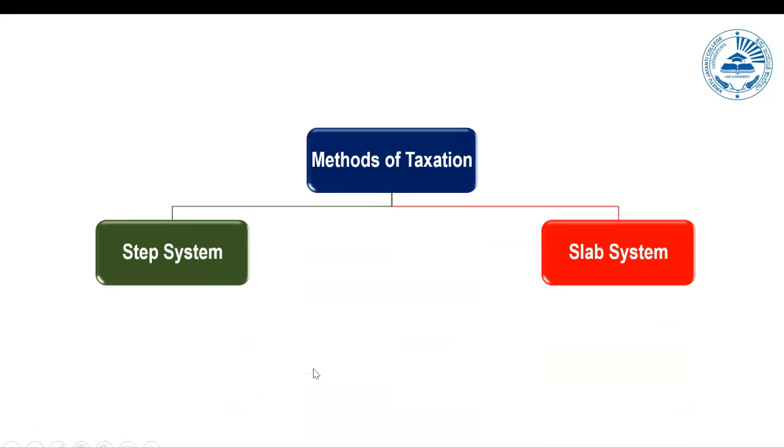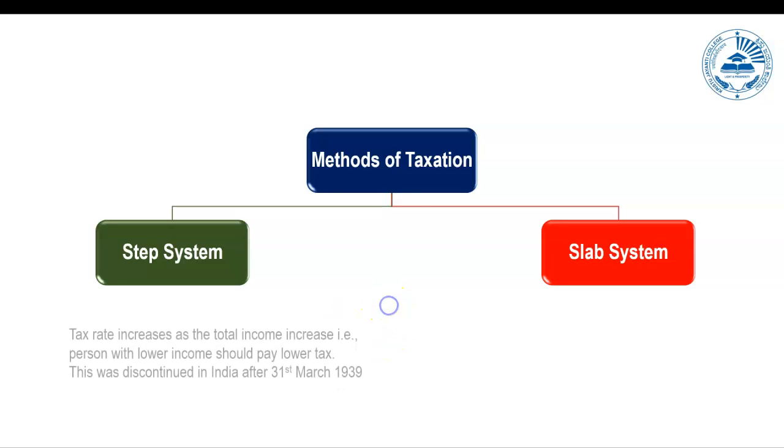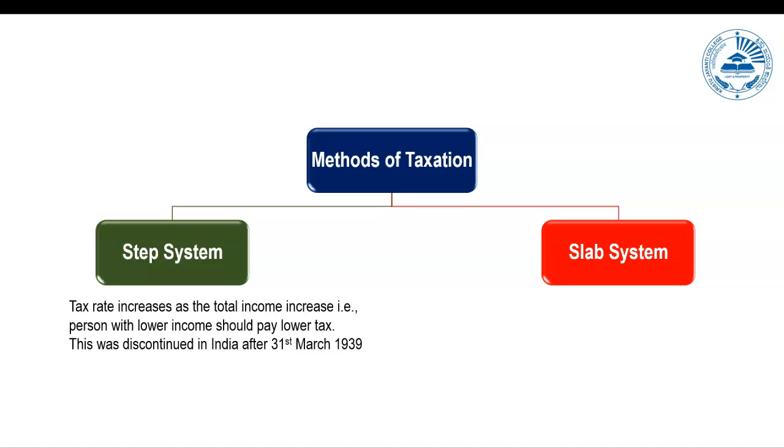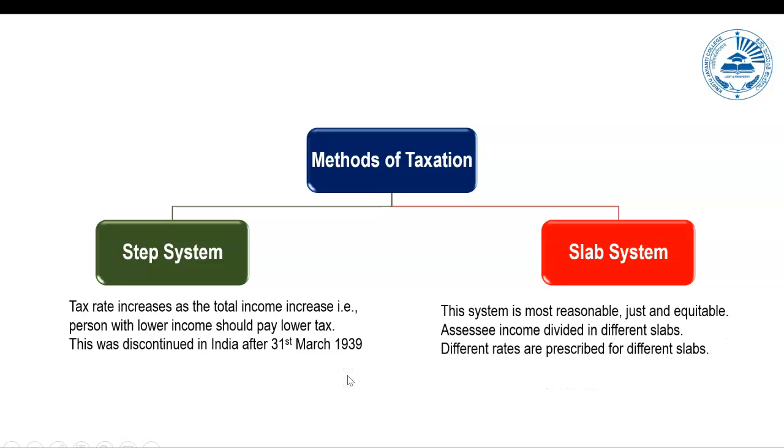Basically, when we talk about the methods of taxation, we have 2 different methods in practice. One is the step system, the other one is the slab system. In the step system, the tax rate increases as the total income increases. That is, the person with lower income should pay a lower tax, and it goes in a higher order. Actually, the system has been discontinued in India after 31st March 1939. Now, we are following the slab rate system.